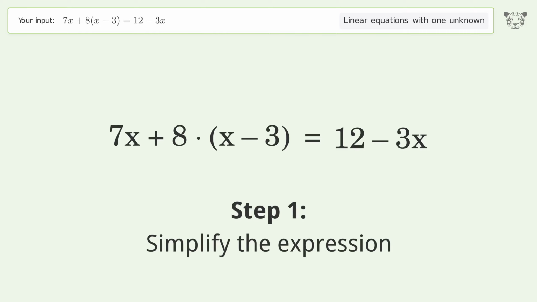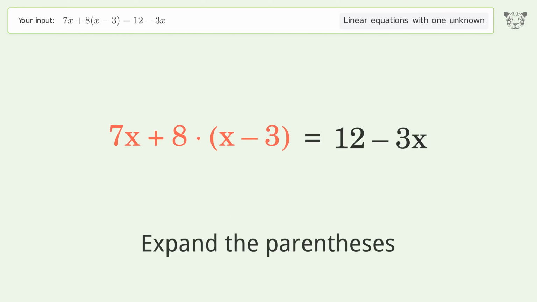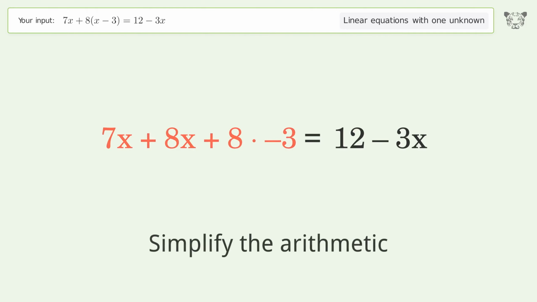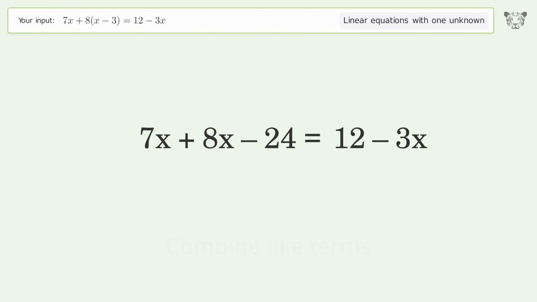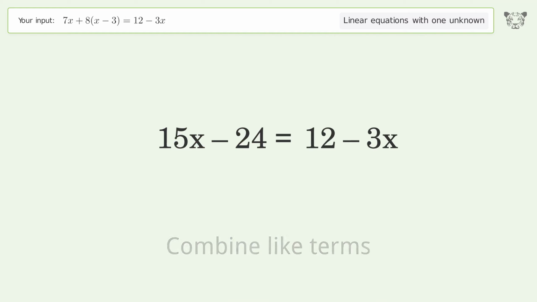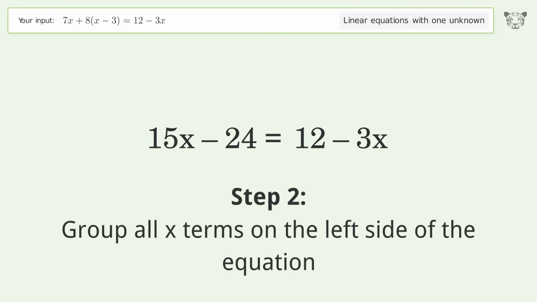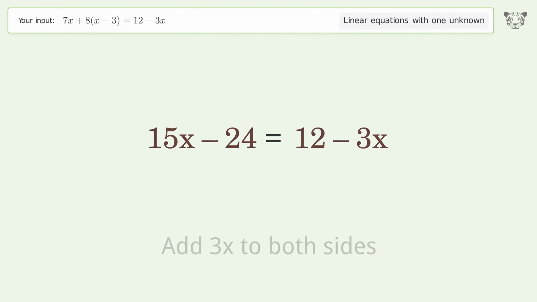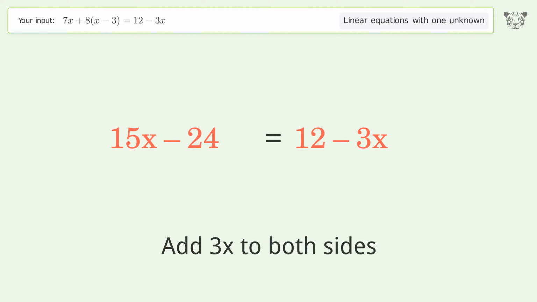Simplify the expression. Expand the parentheses. Simplify the arithmetic. Combine like terms. Group all x terms on the left side of the equation. Add 3x to both sides.